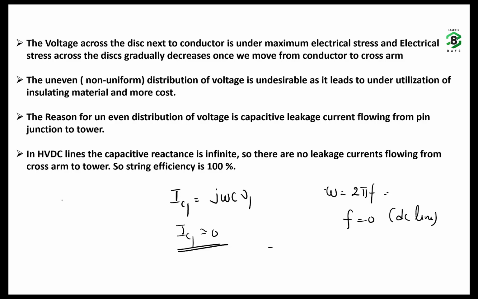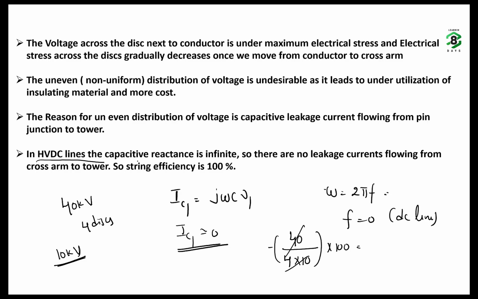Okay. Suppose the voltage of the line is 40 kV. There are 4 discs. The voltage across each disc will become how much? 10 kV. If you calculate string efficiency, 40 divided by 4 into 10, into 100, this will become how much? 100%. 100% will be the string efficiency in HVDC lines. Why? There are no capacitive leakage currents in HVDC lines.